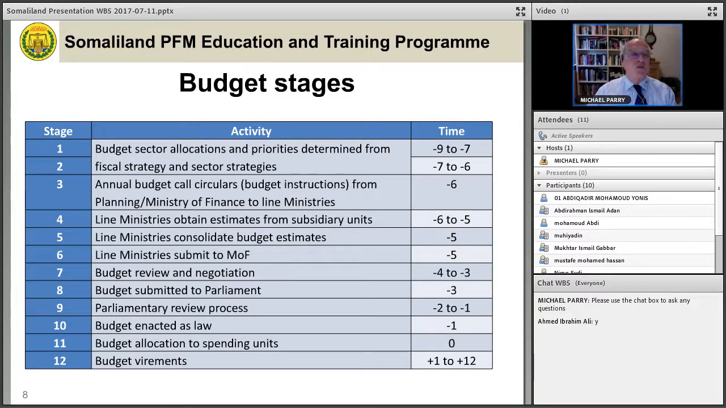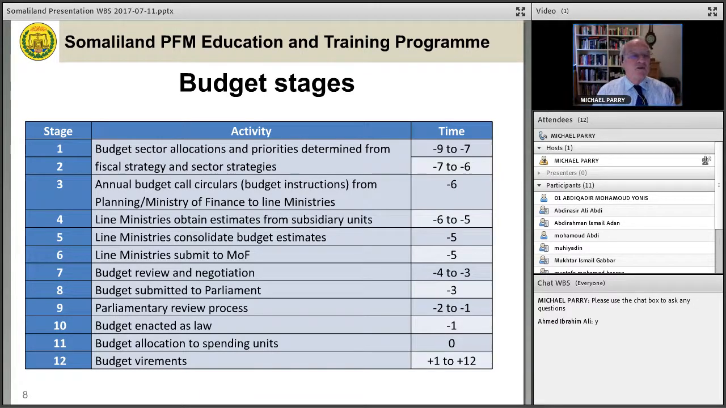All of that process should be complete 6 months before the start of any fiscal year, at least 6 months before. So your general strategies should be set well in advance. Then you issue what are called budget call circulars. The name varies from country to country, but these are budget instructions which would come from either planning or the Ministry of Finance, depending on a particular country, to line ministries saying, these are the priorities, this is the amount of money that you have available. Very important that, because that gives the framework within which the individual ministries will prepare their budget estimates.